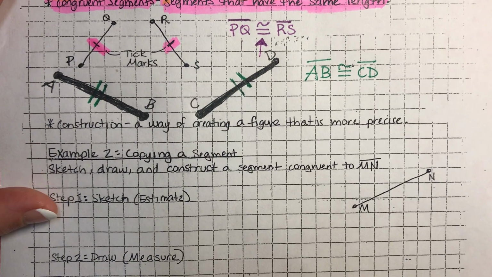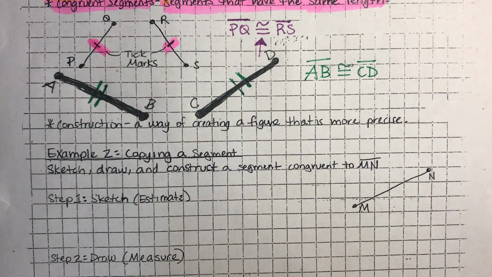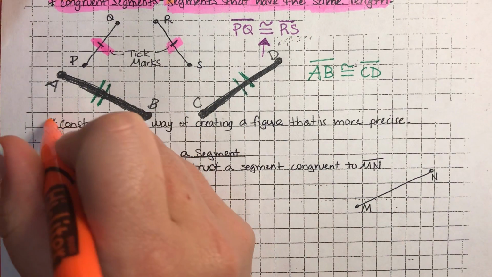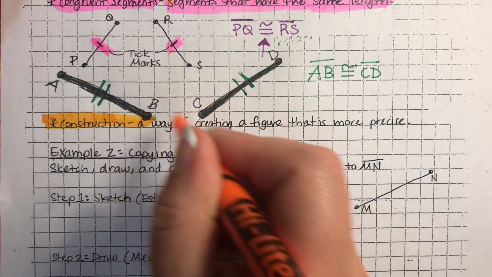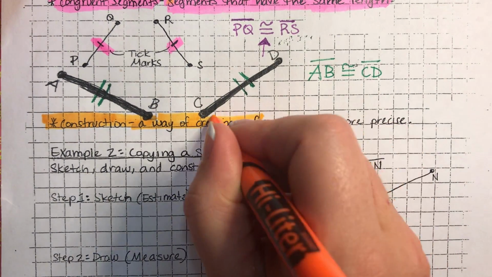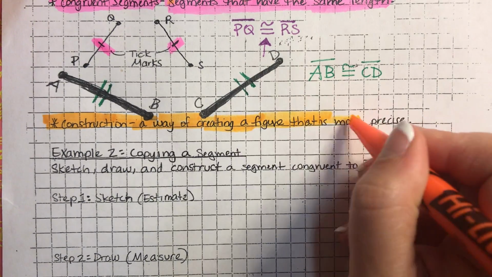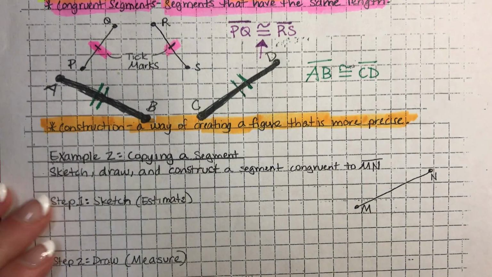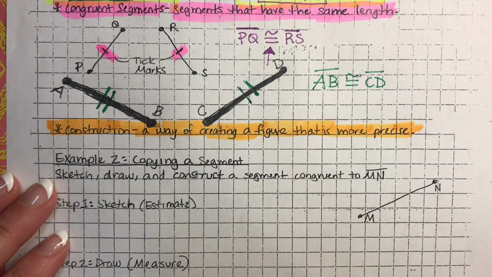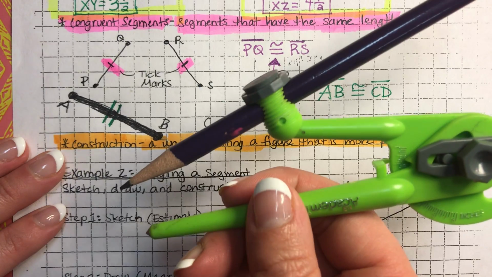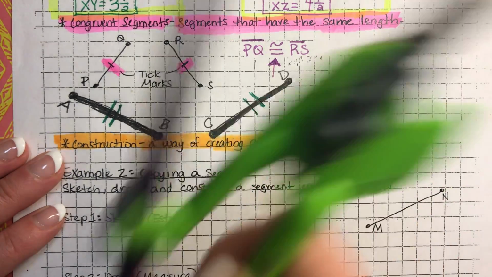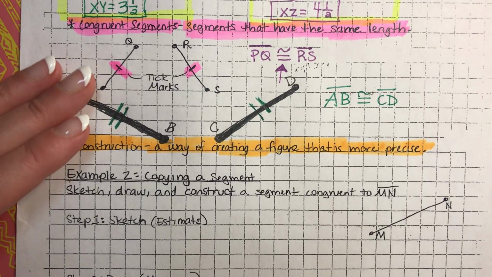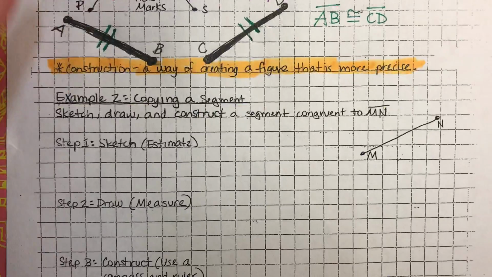So moving on. Construction is a way of creating a figure that is more precise. And we're really going to be doing constructions towards the end of the year. But whenever you do constructions, you use a ruler, and this is a compass, and you can use a compass. But it's just a way of creating figures that are more precise. So just wanted to define that for you.